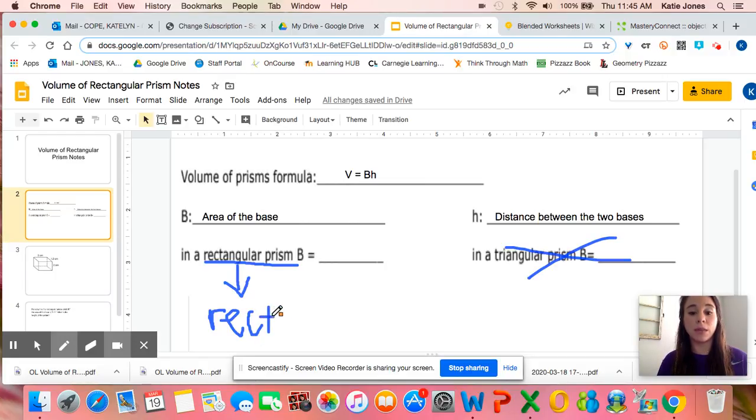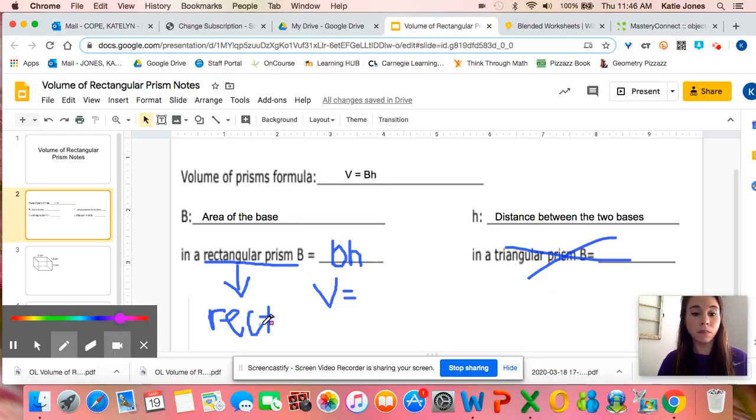So I need to replace my big B with the area formula for a rectangle. And the area formula for the rectangle is base times height. So I'm going to replace this big B in my formula with base times height, and then we're going to multiply that once I plug it in. So if this is my current formula, V equals, I am taking out this big B, and I'm going to replace it with this little BH because I'm replacing it with the area formula for my base.